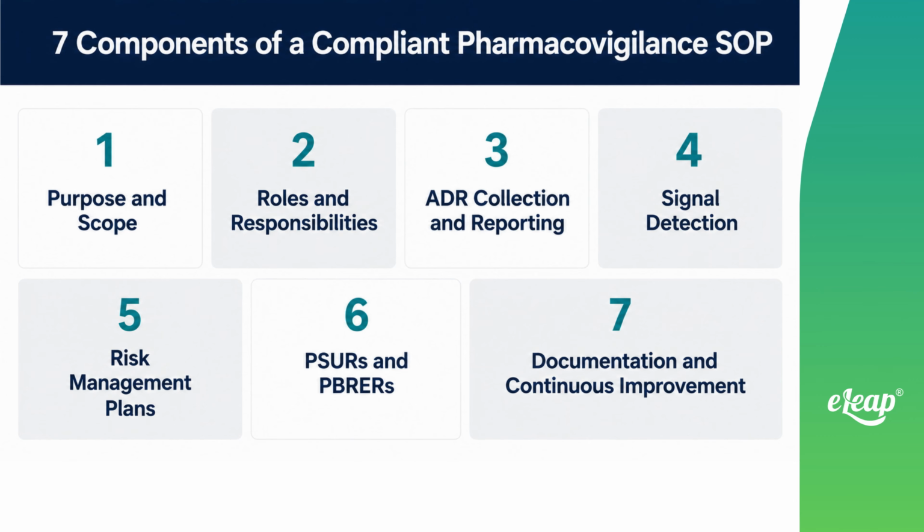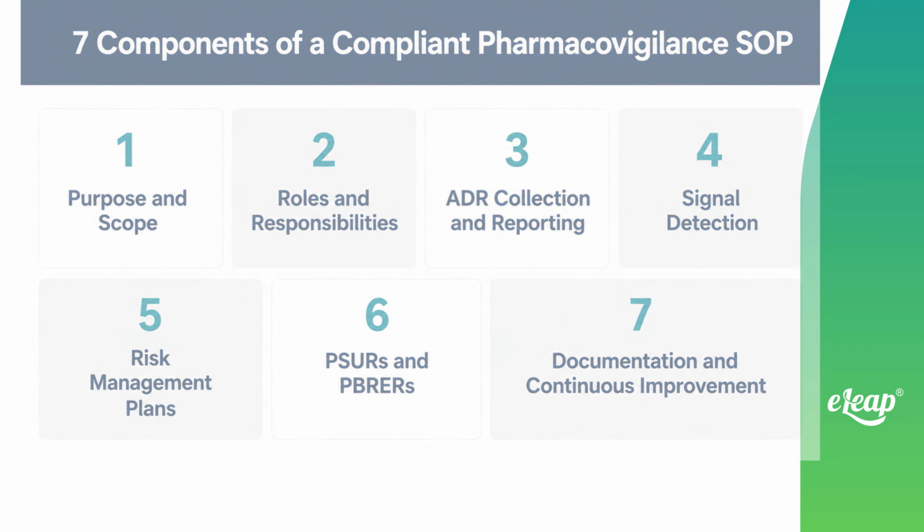There are 7 components. Each one maps to a specific regulatory expectation. Miss any of them, and you have a gap that an inspector will find.